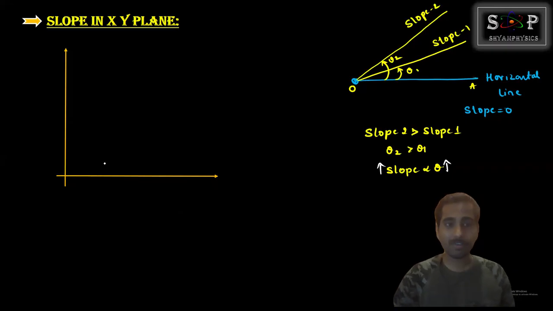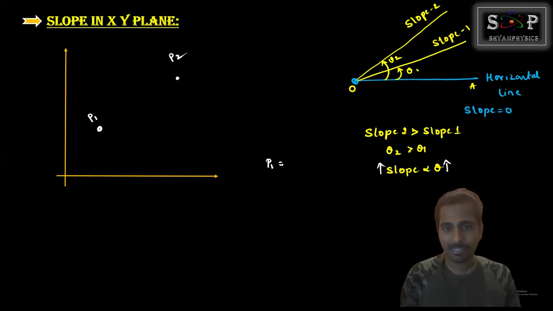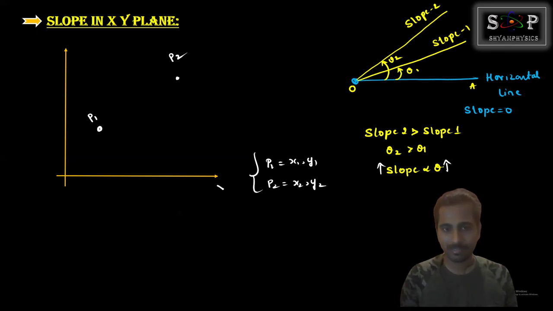Good. Now coming to the point. I told you about two points here: this is P1 and this is P2. P1 can be written as x1 comma y1, and P2 can be written as x2 comma y2. These are the values, the position of the particle in the x and y plane. This is x, this is y plane.